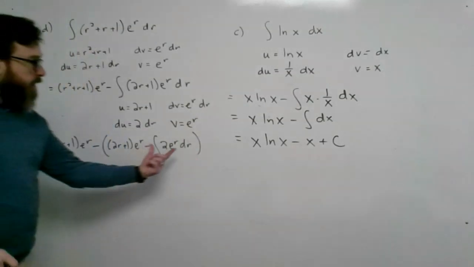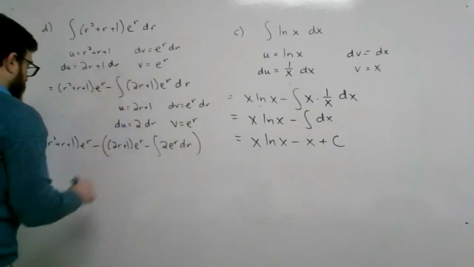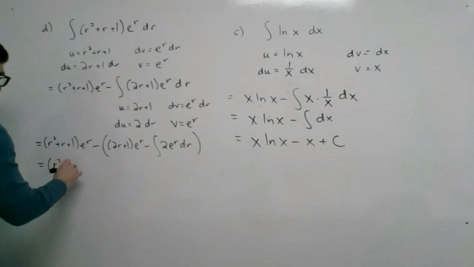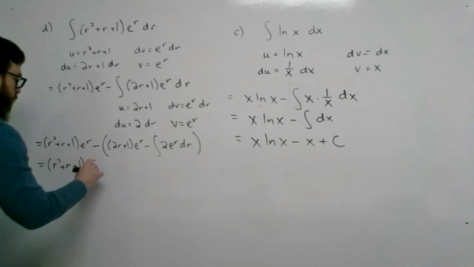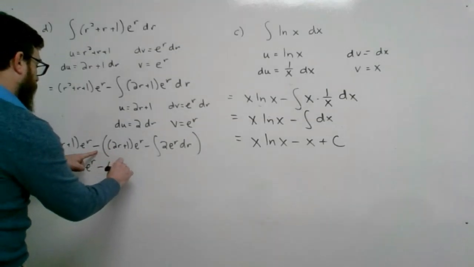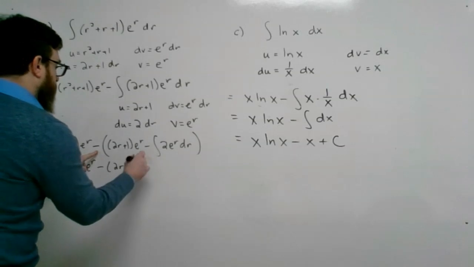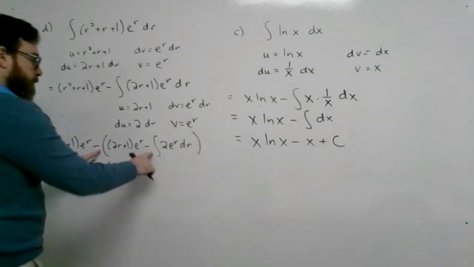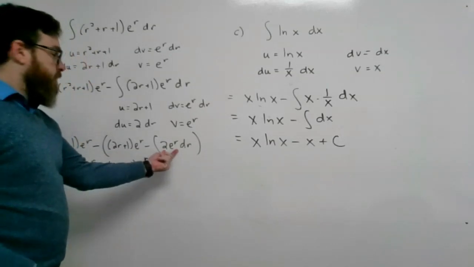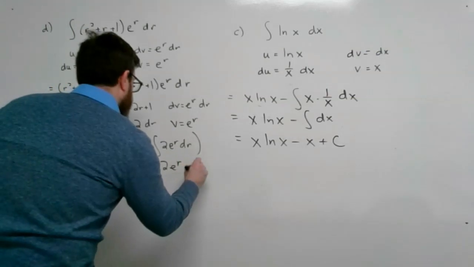And now this is integrable as it sits. I don't have to run the by parts method again. So this is going to be r squared plus r plus 1 e to the r minus, don't forget I'm going to distribute to here, so this is going to be minus 2r plus 1 e to the r. And this is going to be minus and a minus, so this will be plus the integral of this thing. And the integral of this is just going to be 2 e to the r plus c, so 2 e to the r plus c.